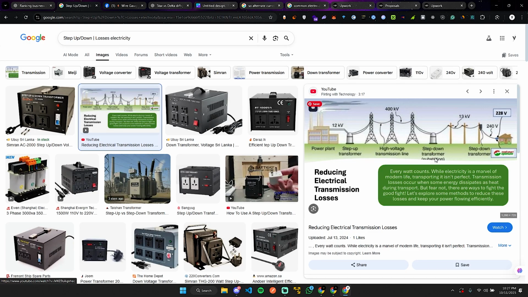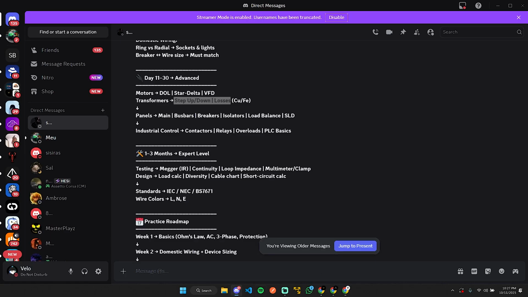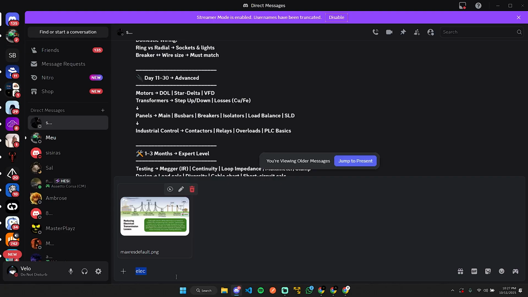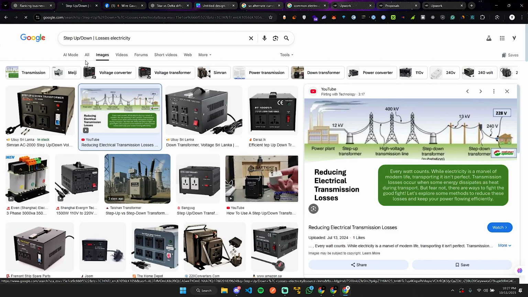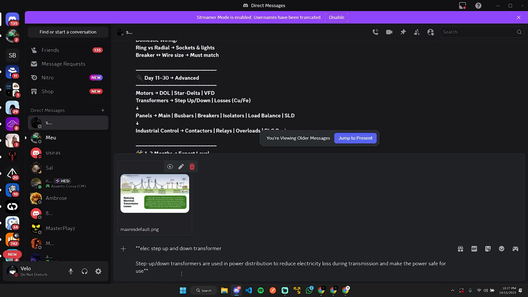Step up transformer. Oh, okay. Step down transformer. Oh, this is literally like this. Okay. Step up and down transformer. So it's to cater electricity to different sizes, basically, like power distribution to reduce electricity loss during power transmission, to make the power safer for use. Right. So just grab that.